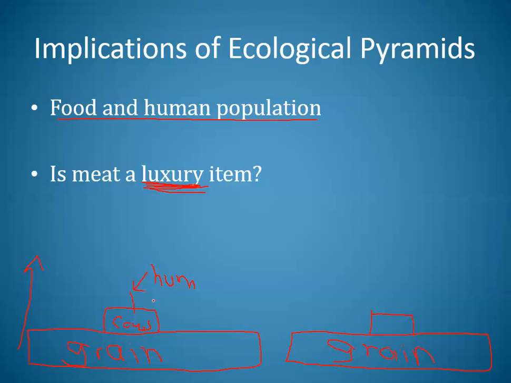When we get down to fish, remember fish are ectotherms. They don't need to use food energy to maintain a constant body temperature. So you get actually pretty close to a 1-to-1 ratio. Obviously not exactly a 1-to-1 ratio converting grain to fish.